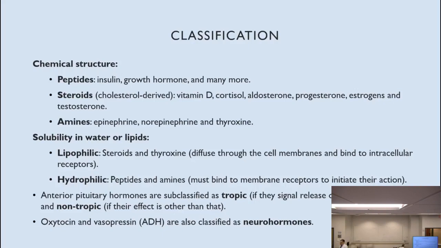Okay, and it simply means, or it's telling us, if the hormone, when it binds to the target cell, will trigger the release of another hormone. For example, from the anterior pituitary, we produce thyroid-stimulating hormone. It will go in the blood, bind to the thyroid gland cells to stimulate the release of thyroid hormone. That is a tropic effect.